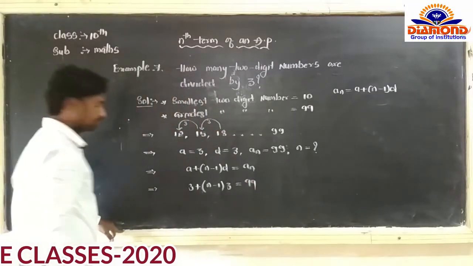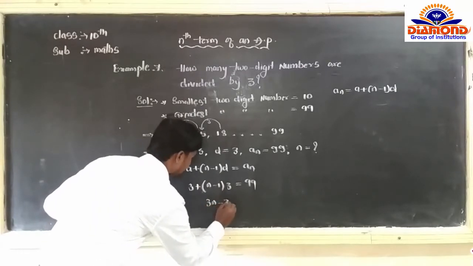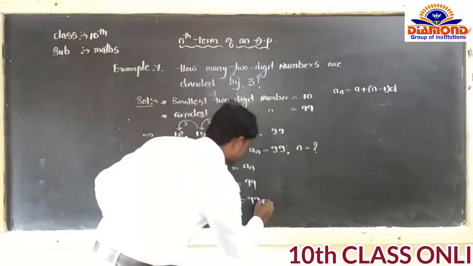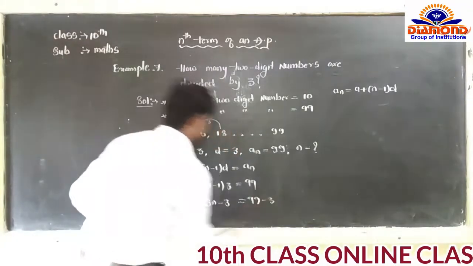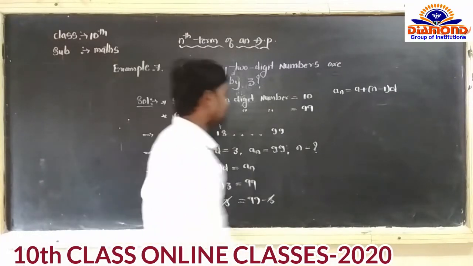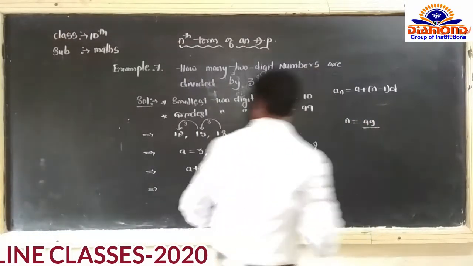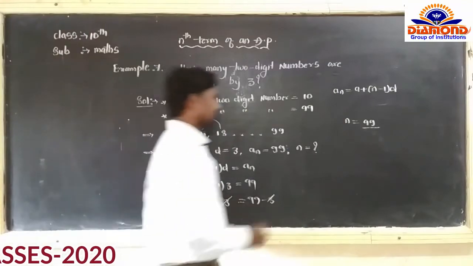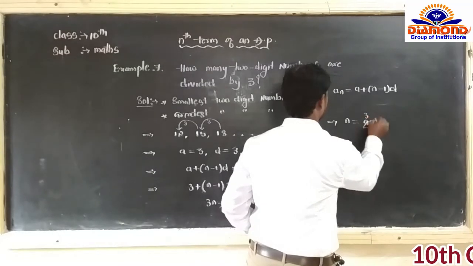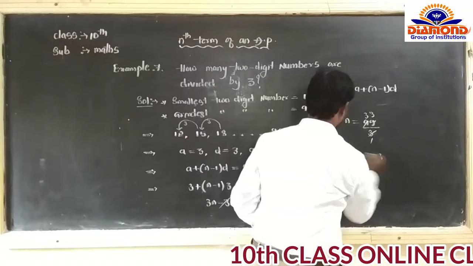Next step, multiplication: 3 into n is 3n, minus 3 is equal to 99. The minus 3 transferred to this side becomes plus 3, and the two cancel. Next, n is equal to 99 upon 3, that is division: 3 1s are 3, 3 3s are 9, 3 3s are 9. Therefore the number of terms is equal to 33, dear students.